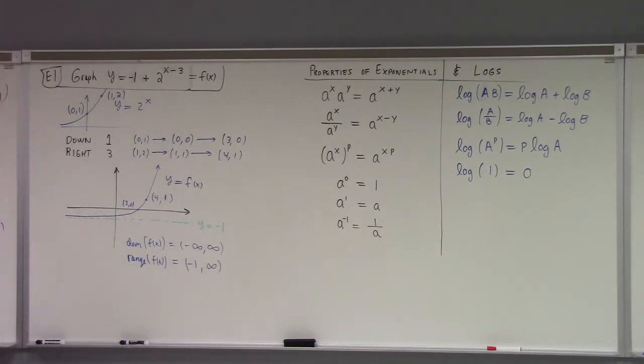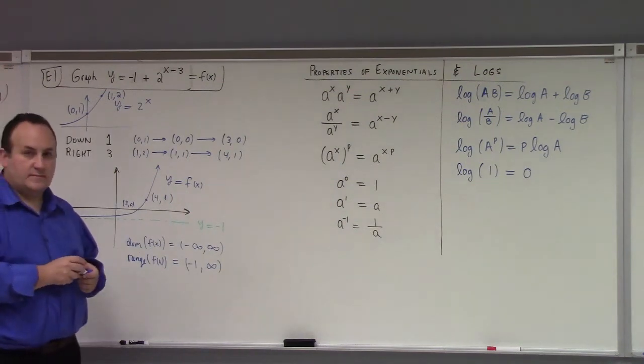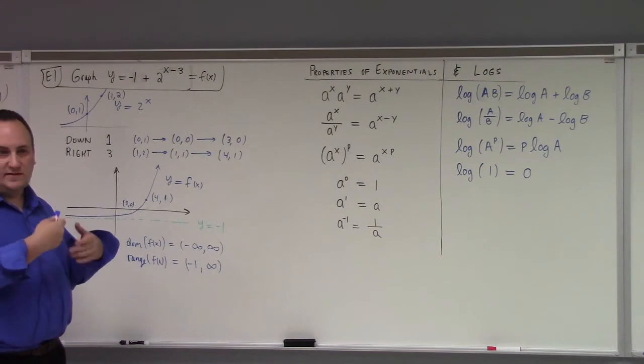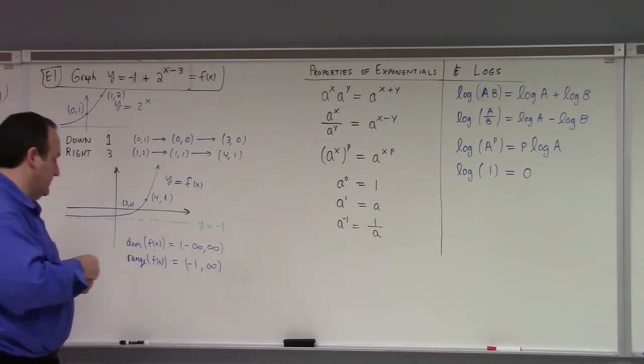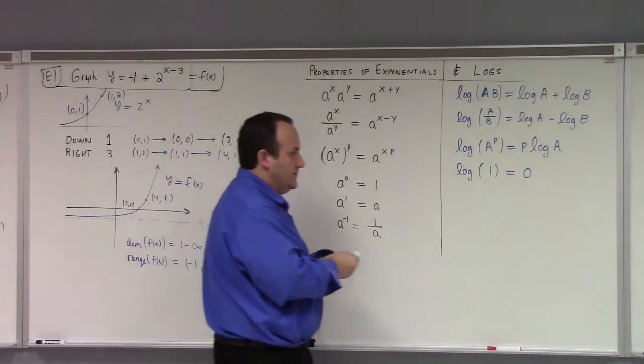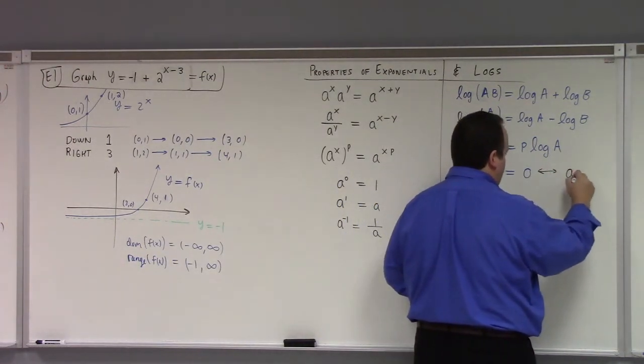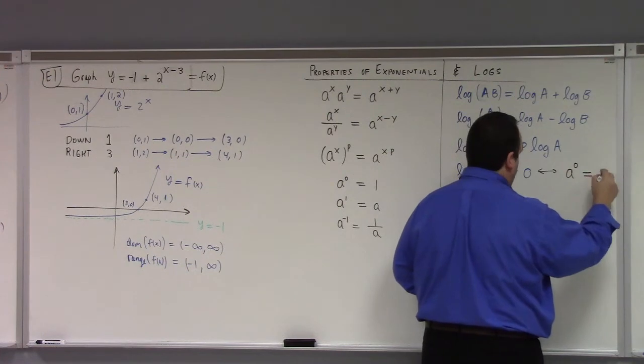Why is the log of 1 0? The log of 1 is 0 because any a to the 0 power is 1, right? So the reason that this is true is that it is interchangeable with the statement that a to the 0 is equal to 1.